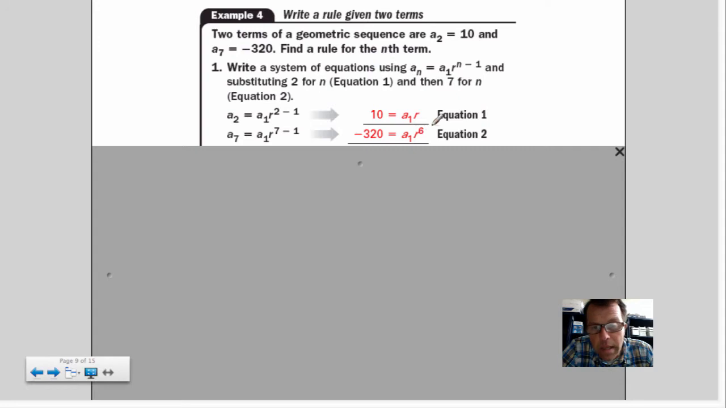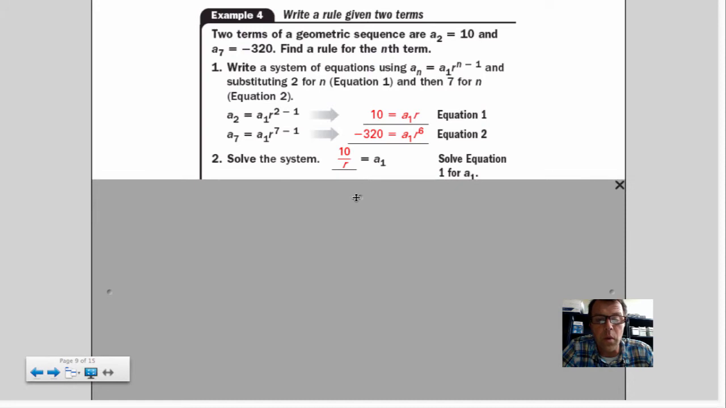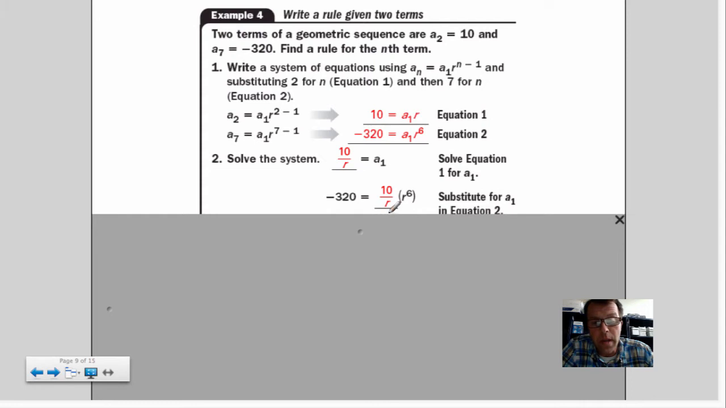And so now, as an algebra student, you should say, I don't think I can use elimination. I think I need to use the substitution method. And so we'll take the book here, you'll see here, they take the first equation and solve for a sub 1. You could have taken it and solved for r. You could have taken this equation, solved for a sub 1. You have a lot of choices. And then you substitute into the other equation.